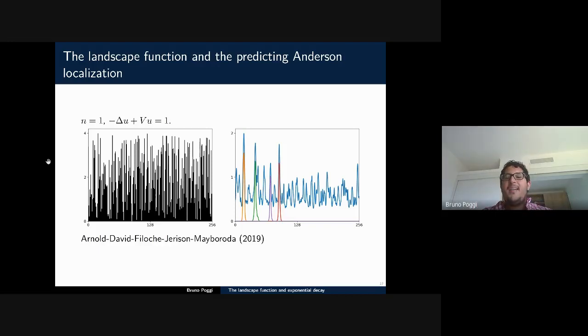Now, these are numerical results, not so much mathematical in nature, but all of this was done very recently, and the mathematical study of the properties of the landscape function is still ongoing. And now I'm going to show you some new results that have been obtained.